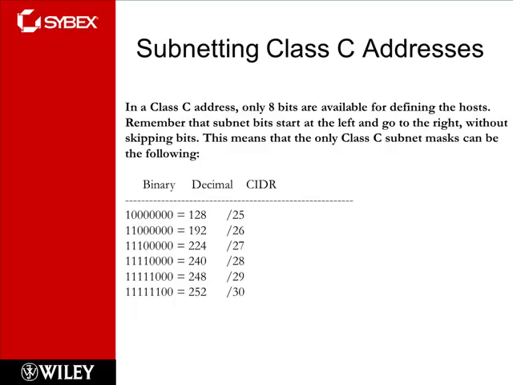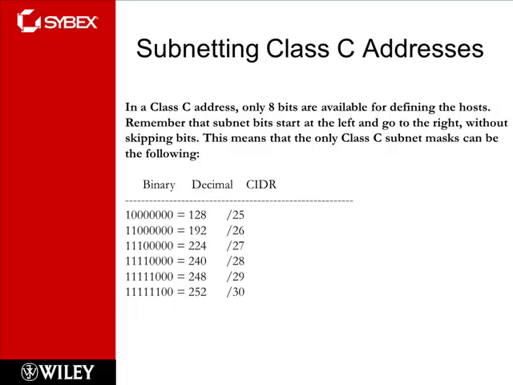$25, $26, and this is obviously in the Class C. $27, $28, $29, and $30. 30 is as far as we can go, isn't it? Can we have a 31-bit subnet mask? Yes. Can you? Tell me how many addresses you have in a 31-bit subnet mask. None. You do have two, right?